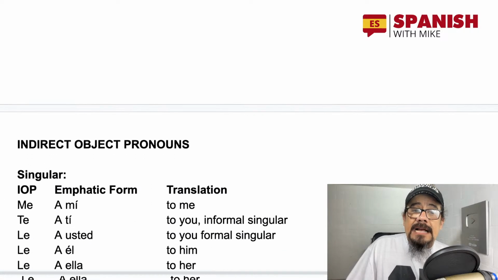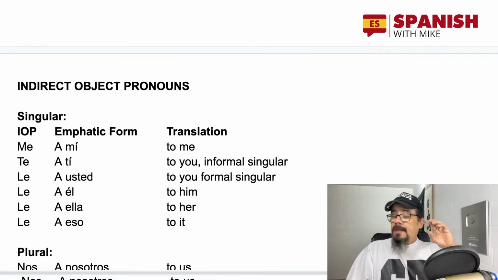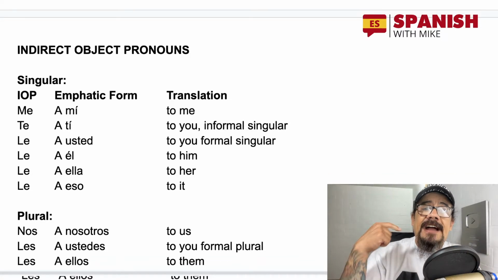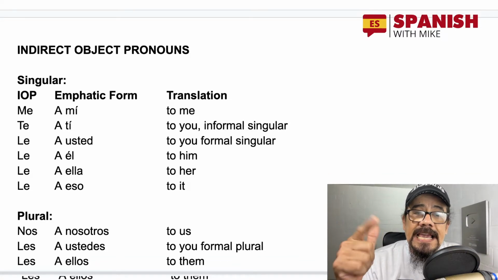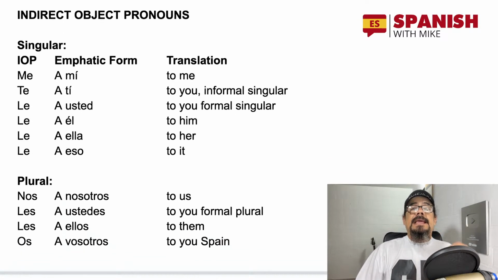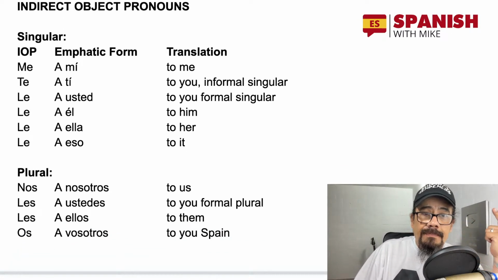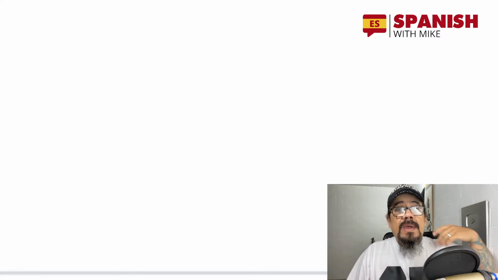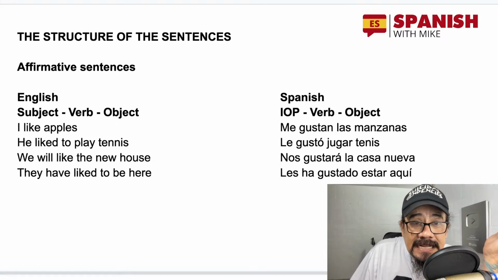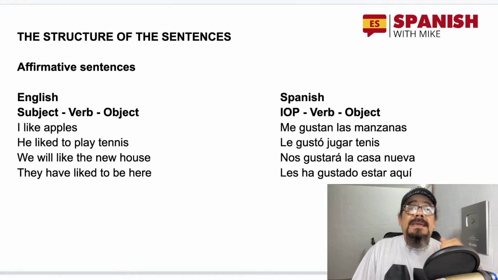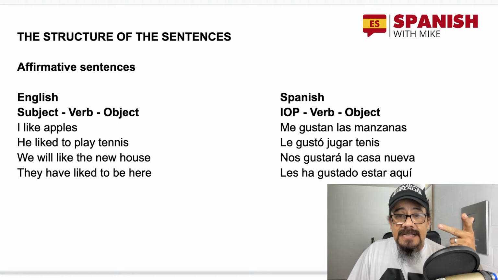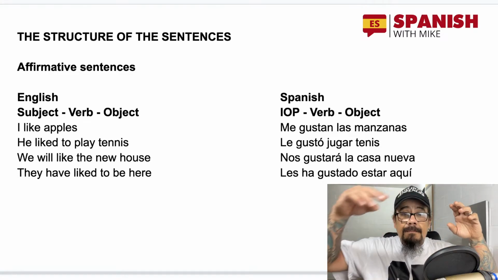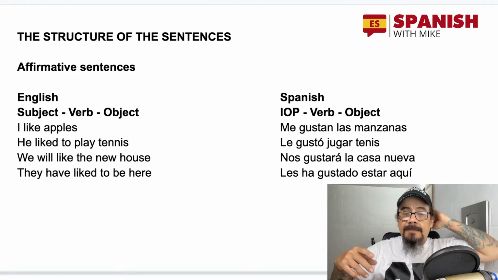So if you want to master it, first you need to understand indirect object pronouns in Spanish, because we have the indirect object pronoun and the emphatic form for each one of those indirect object pronouns, for singular and for plural. We need to make sure we understand that. Once we understand that, we have to understand that there's a structure for the sentence. The structure of the sentences can be affirmative, negative, and interrogative. We need to know this structure in Spanish, of course. And I have a comparison here between English and Spanish.